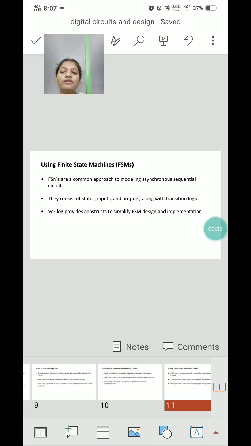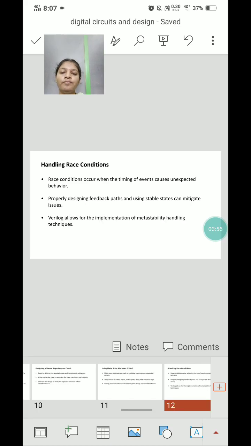Using FSMs, finite state machines. A finite state machine is a common approach to modeling asynchronous sequential circuits. They consist of states, inputs and outputs along with the transition logic. Verilog provides constructs to simplify FSM design and implementation.